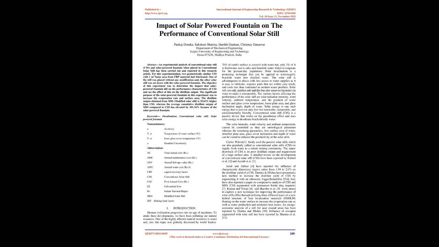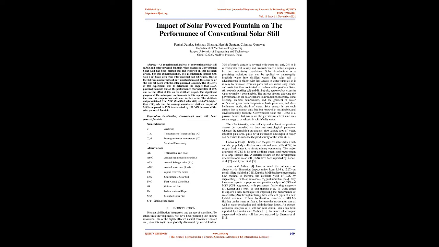For this experimentation, two geometrically similar CSS with 1 square meter basin area from FRP material were fabricated. One of the stills was placed without any modification, and the other solar still was set up with the solar-powered fountain. The objective of this experiment was to determine the impact that the solar-powered fountain had on the performance characteristics of CSS and see the effect of this on the distillate output.